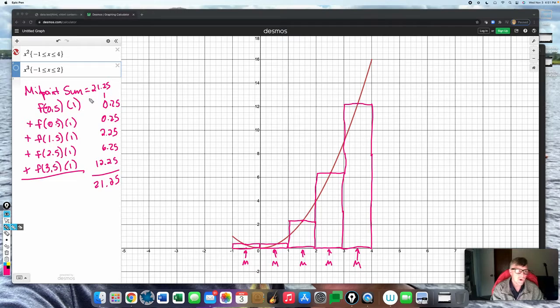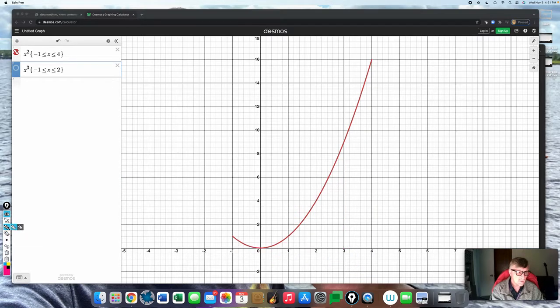21.25. So we have 4 representations of what we think the area is, and none of them are exactly correct, right? None of them are. And you might be wondering, well, how do we do a better job of getting that area? Well, one thing you can do is you can draw more rectangles, right?